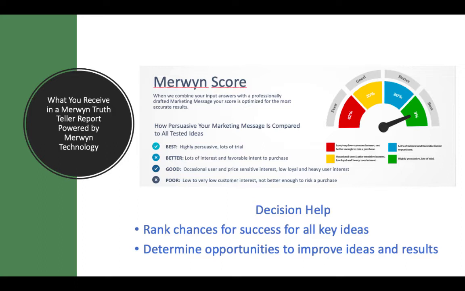This is a score that ranks your chances for success versus all key ideas. It also determines opportunities to improve ideas and results by giving you some measure of the strength of your reason, benefit, and difference communication, where you have opportunities maybe to strengthen those. Tremendously valuable feedback on ideas that come out of your creative session. Okay? This allows you to make smarter and better decisions.